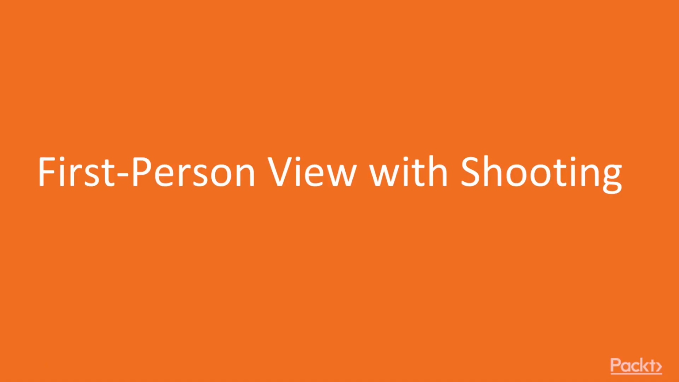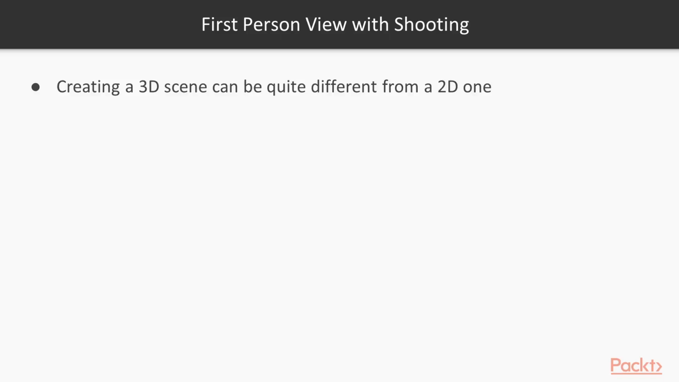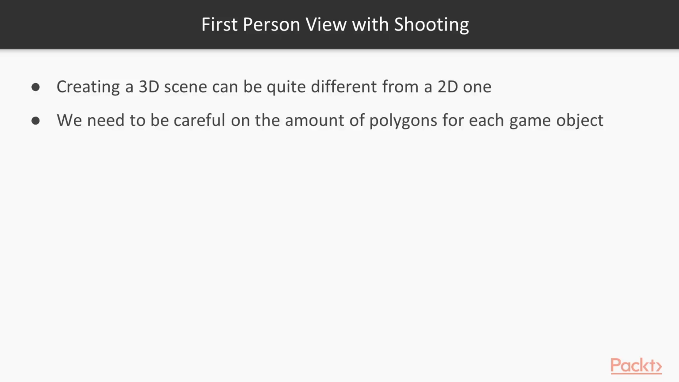In our first video, we're going to be going over first-person view with some shooting. We are going to cover creating a 3D scene, player movement, first-person camera view, and shooting bullets in 3D. Creating a 3D scene can be quite different from a 2D scene. You should also be careful on the amount of polygons that each game object possesses in your scene, because this can actually cause a lot of stress on your computer's memory.